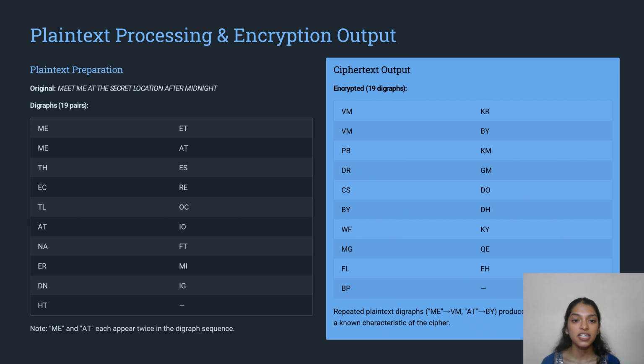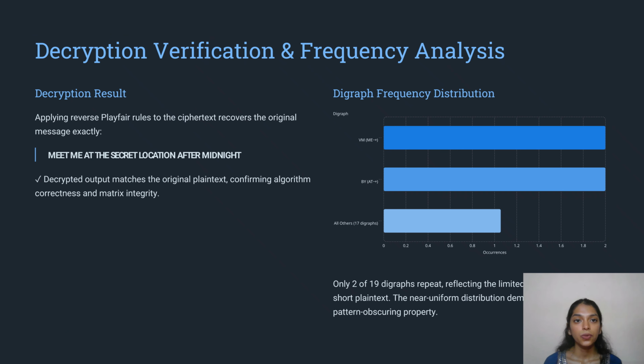And here's a fascinating property of the Playfair cipher. Those repeated plaintext digraphs produce identical ciphertext pairs. ME encrypts to VM both times and AT encrypts to BY both times. This is an inherent characteristic of the cipher. Identical plaintext digraphs will always encrypt identically under the same key. Now, the moment of truth, decryption verification.